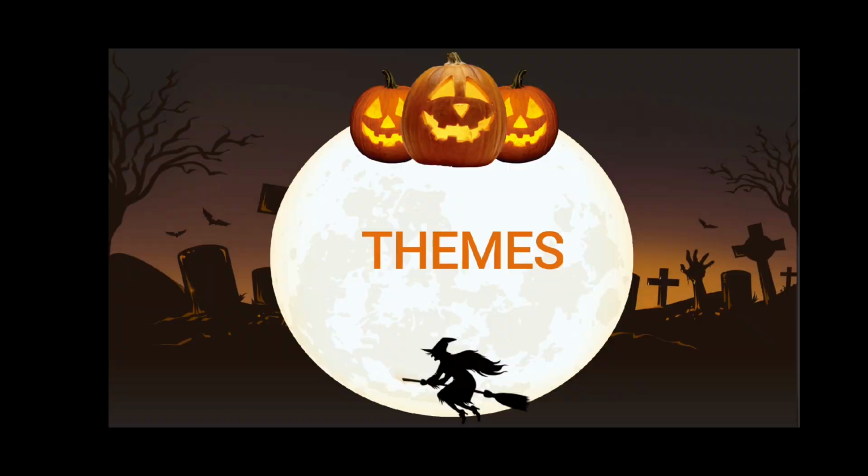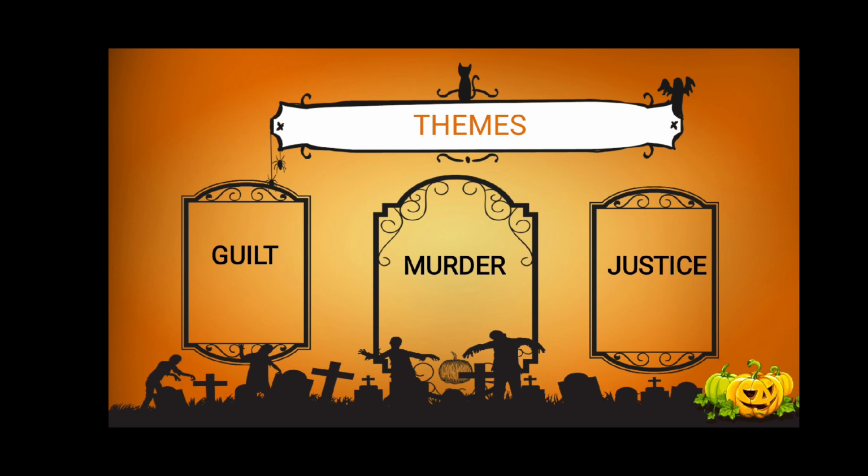Now, let's move on to the themes, including guilt, murder, and justice. Now, let's first tackle the theme of guilt. The theme of guilt is central to the plot of Agatha Christie's mystery novel. Many of the characters in the novel are there because of the crimes they have committed or events they have been involved in. And their sense of guilt is a driving force behind their actions and decisions.